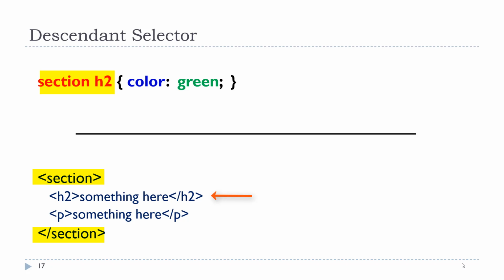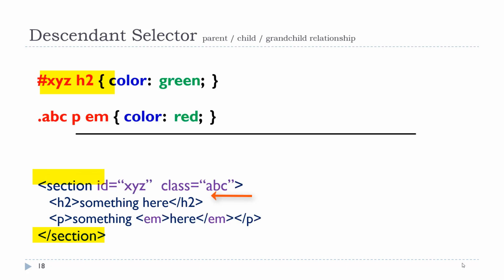It is not applied to both of them. It is applied to the H2. This is a descendant selector. There are many variations in which we can construct a descendant selector. Remember, a descendant is a parent-child relationship. It also could be a parent-grandchild relationship.